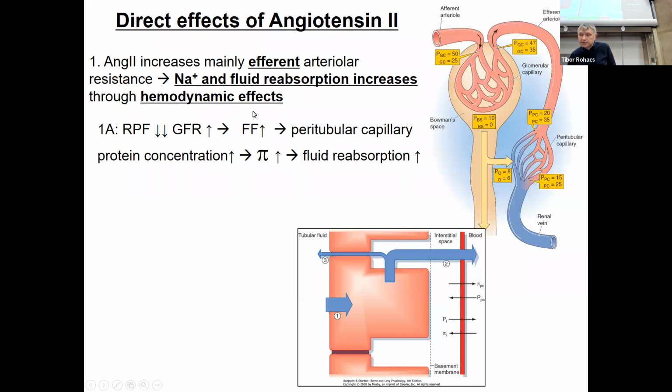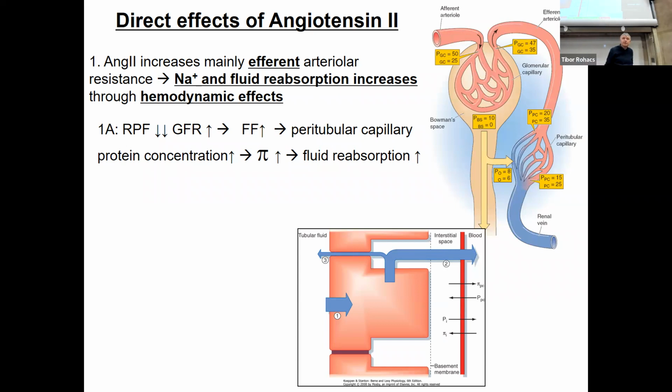And if your filtration fraction is higher, it will increase the protein concentration in the peritubular capillaries, and that increased oncotic pressure in the peritubular capillaries will be a driving force for moving the reabsorbed fluids back to the general circulation. This is just a cartoon basically showing the idea that after you reabsorb fluid into the interstitial compartment, you still need to move that into the peritubular capillaries. And if this fluid movement is not very efficient, some of the fluid can actually leak back to the tubular fluid. If this is efficient, then you clear out this fluid and make the reabsorption more efficient.